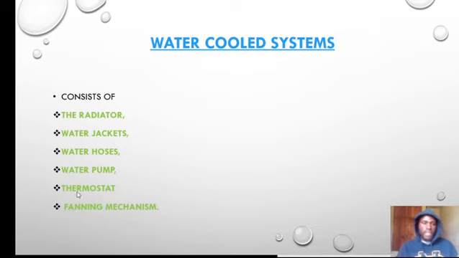and therefore cool it. The thermostat is to detect and correct the temperature changes. It detects temperature changes and therefore brings about a cooling mechanism. Then we have the fanning mechanism. We have a fan that will rotate to cool the water once it has cooled the engine and it is now warm or hot. The fanning mechanism will rotate to produce air that will cool the engine.